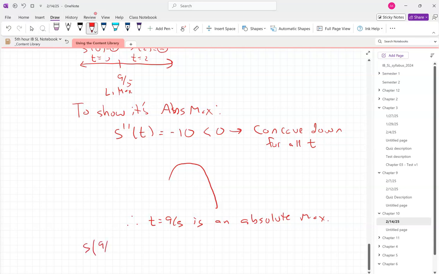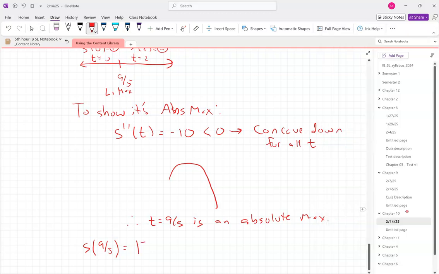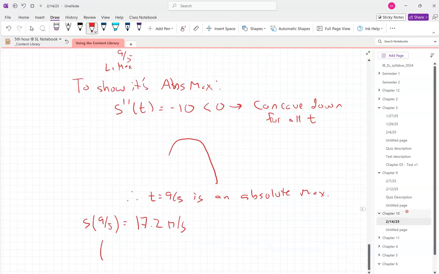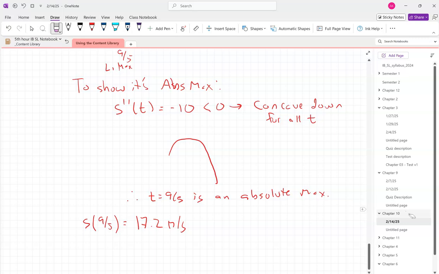and our position at that absolute max, I will just do on the calculator. Remember, the function for s of t is in y1. So I'm just going to do y1 of 9/5. So I get 17.2 meters per second. So it's like, I don't remember. I think it asks for the coordinates, right? Oh, no, it just asks for the maximum height. So that's this.